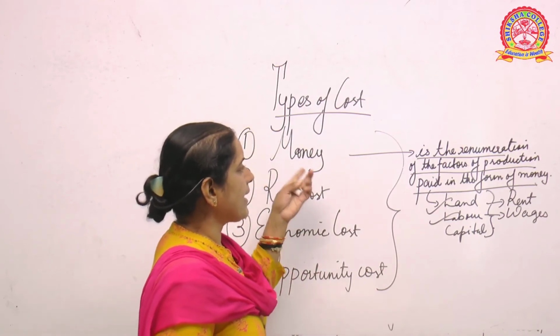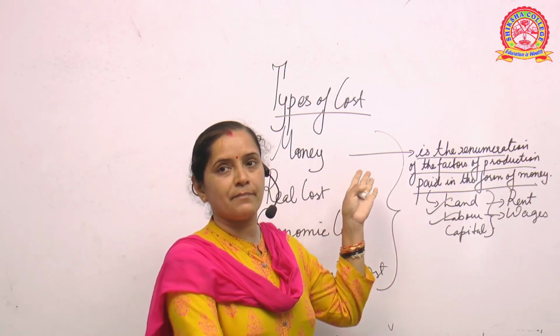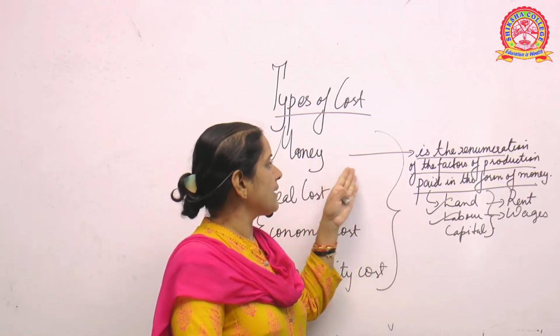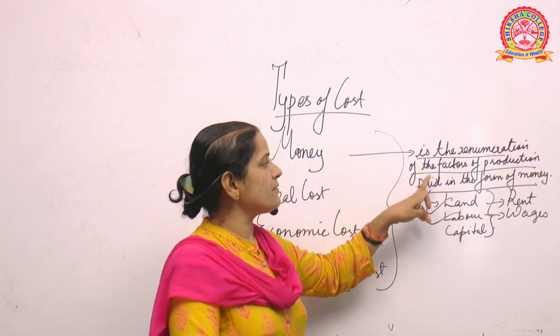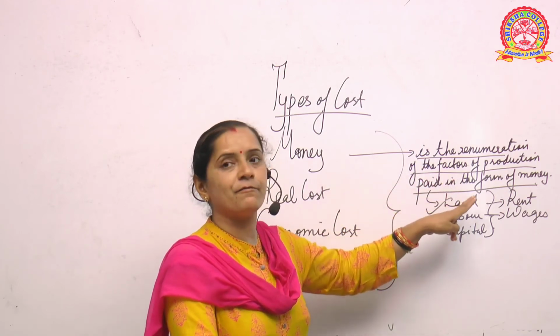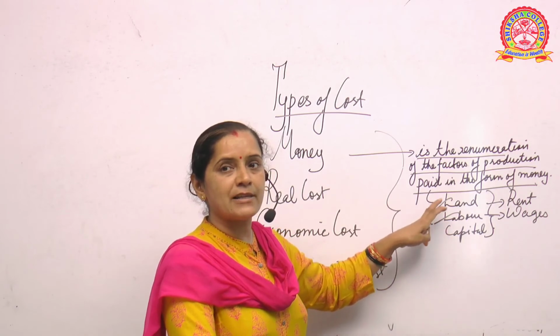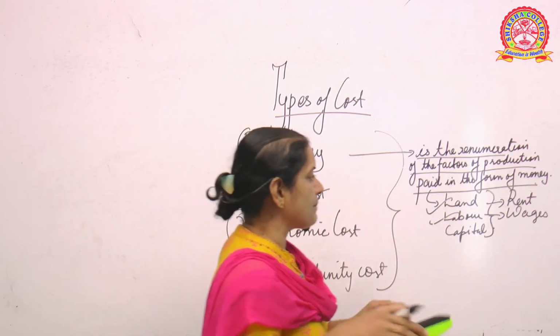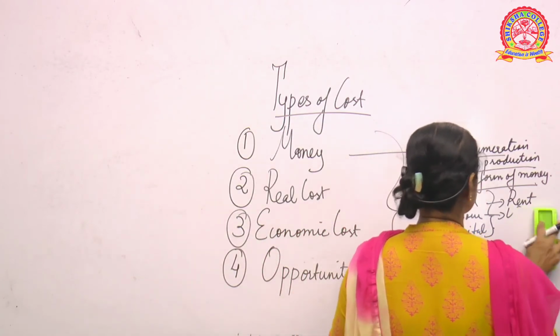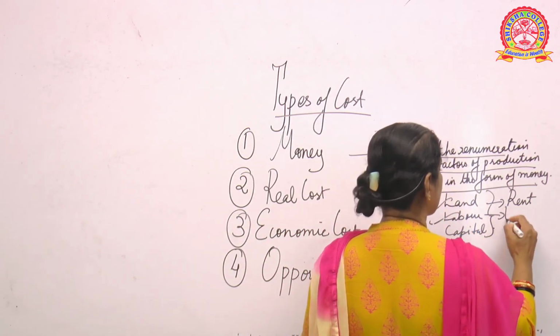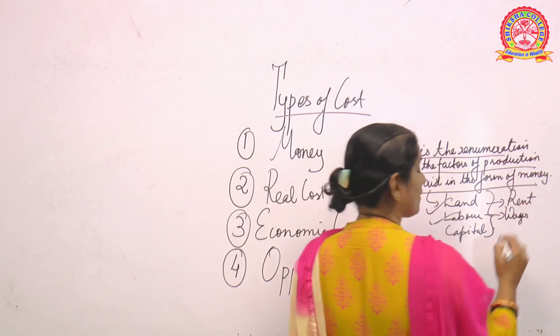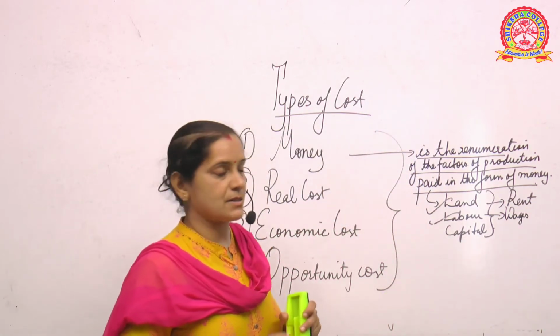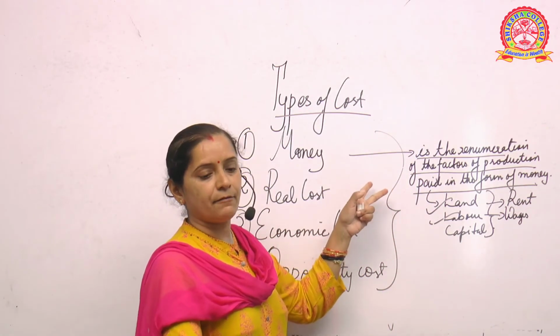Again, I would like to tell you more elaborately. Money is the remuneration of the factors of production paid in the form of money. Now for land, what are we paying? We are paying rent. For labor, what are we paying? We are paying wages, maybe daily wages or weekly, whatever it may be. So this is the definition of money.